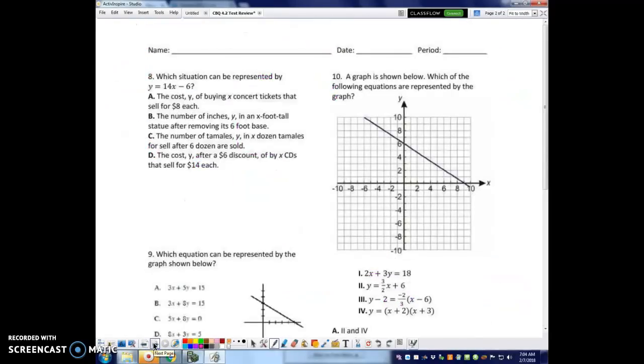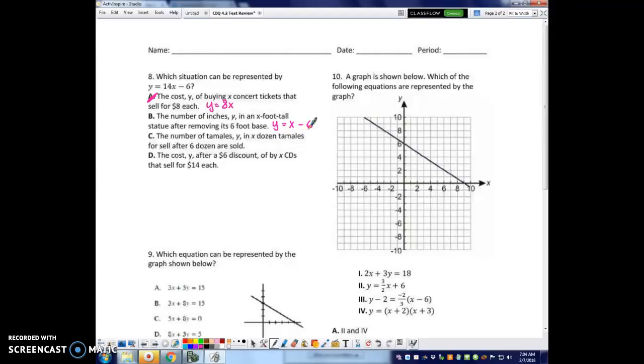All right, number 8. Which situation can be represented by y equals 14x minus 6? Okay, the cost y of buying x concert tickets that sell for $8 each. Well, 8 times x. Does that look right? No. Using 8, that doesn't even make sense. The number of inches y in an x-foot tall statue after removing its 6-foot base. So y equals x minus 6.